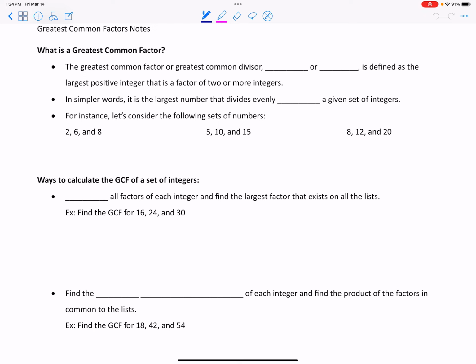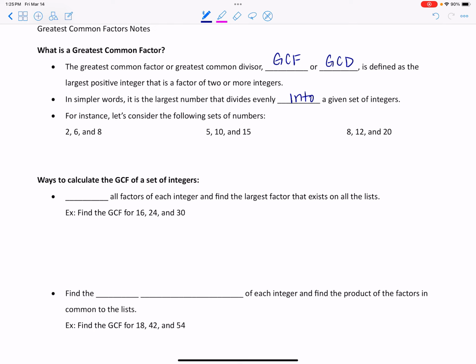So a greatest common factor is also called a greatest common divisor, and so we'll sometimes abbreviate greatest common factor as GCF, and then we'll also abbreviate it as a GCD because we can also call it a greatest common divisor. So a GCF or GCD, again, greatest common factor or greatest common divisor, is defined as the largest positive integer that is a factor of two or more integers. So it's the greatest, the largest, and it's a factor of two or more integers. Okay, so it's a factor that they have in common. Now, in simpler words, it's going to be the largest number that divides evenly into a set of integers.